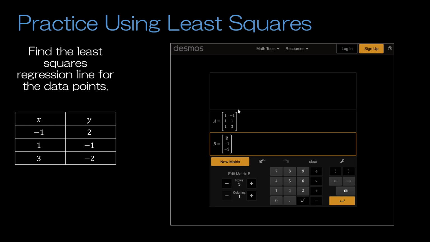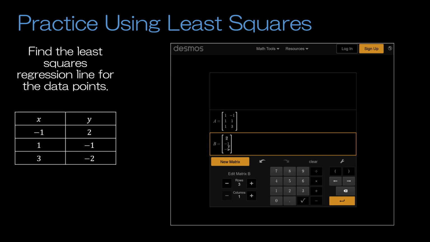So first thing we did was know that this is going to be a linear model. And again, you can certainly graph it and take a look, but we've got 3 data points. We're probably not going to be able to come up with something quadratic or quartic and so forth. So that first column is going to be all 1s to represent the constant. And then the next column in A is going to represent the x values, -1, 1, and 3. The B vector is 2, -1, -2, which represents the y values.